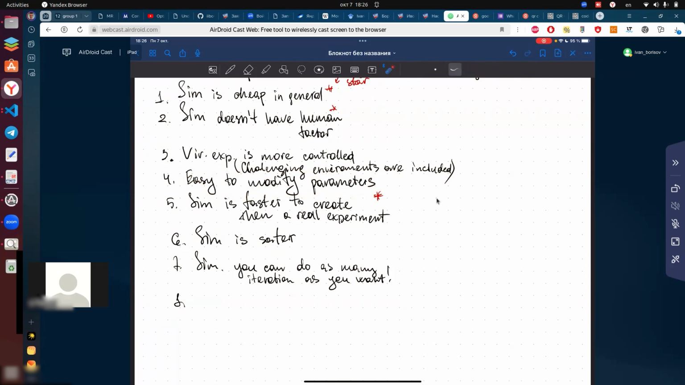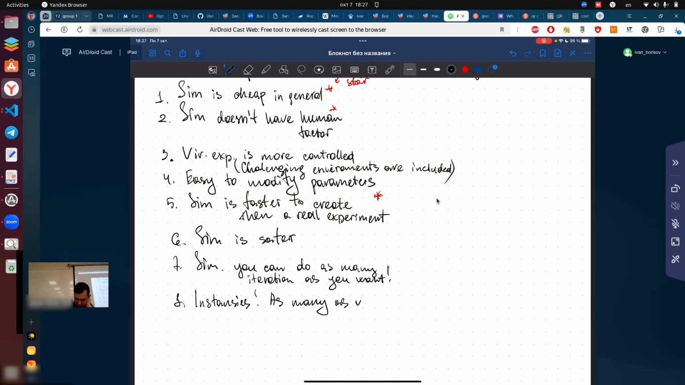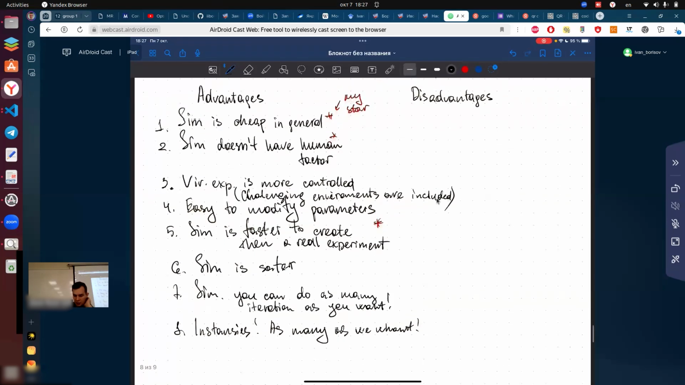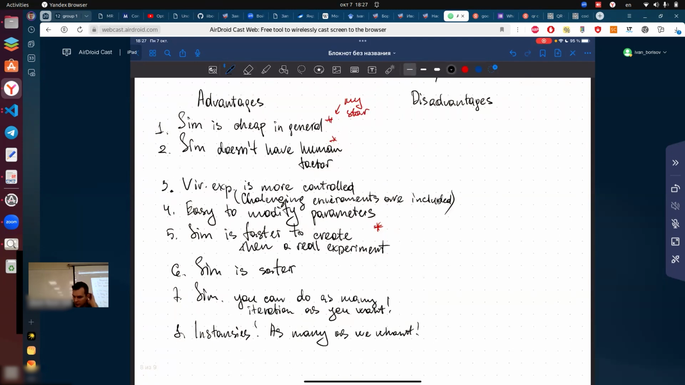On line 7, you can do as many iterations. Also, we can expand this from time to space: we can deploy many instances to be trained at the same time, especially for RL. We can have a bunch of robots being trained together. So he's talking about scalability. Yes, scalability, exactly. Thank you. We don't have a lot of time.